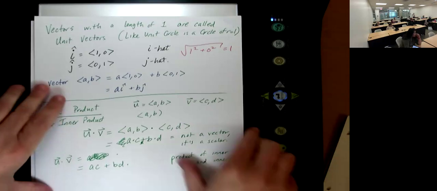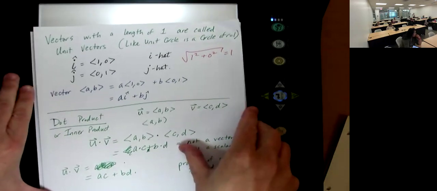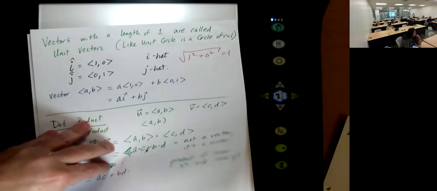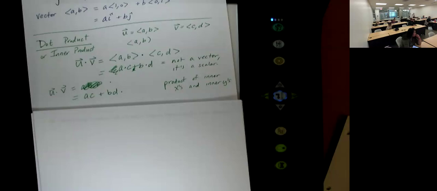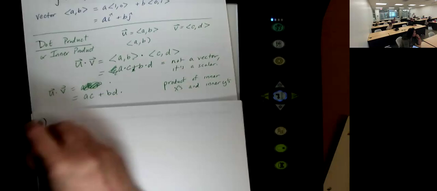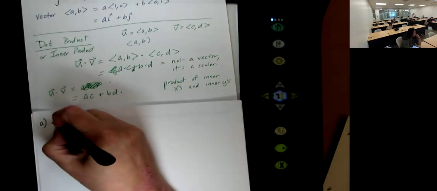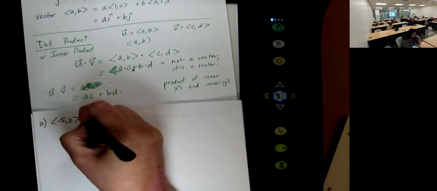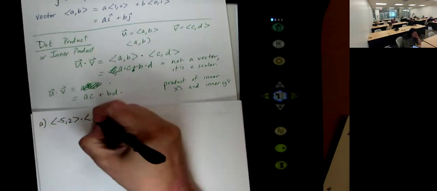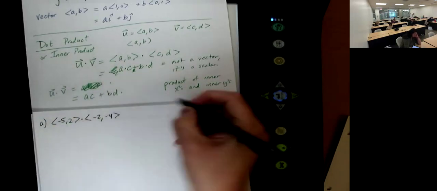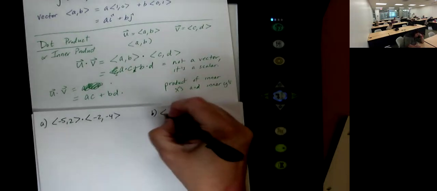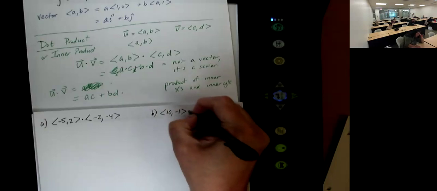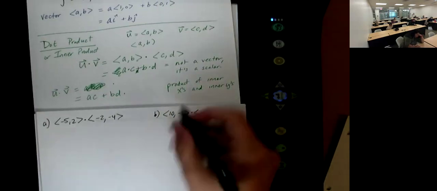So let's do some practice, finding the dot product of some things. Let's do negative 5, 2 dotted with negative 2, negative 4. And then we'll take a look at 10, negative 1 dotted with 1, 10.